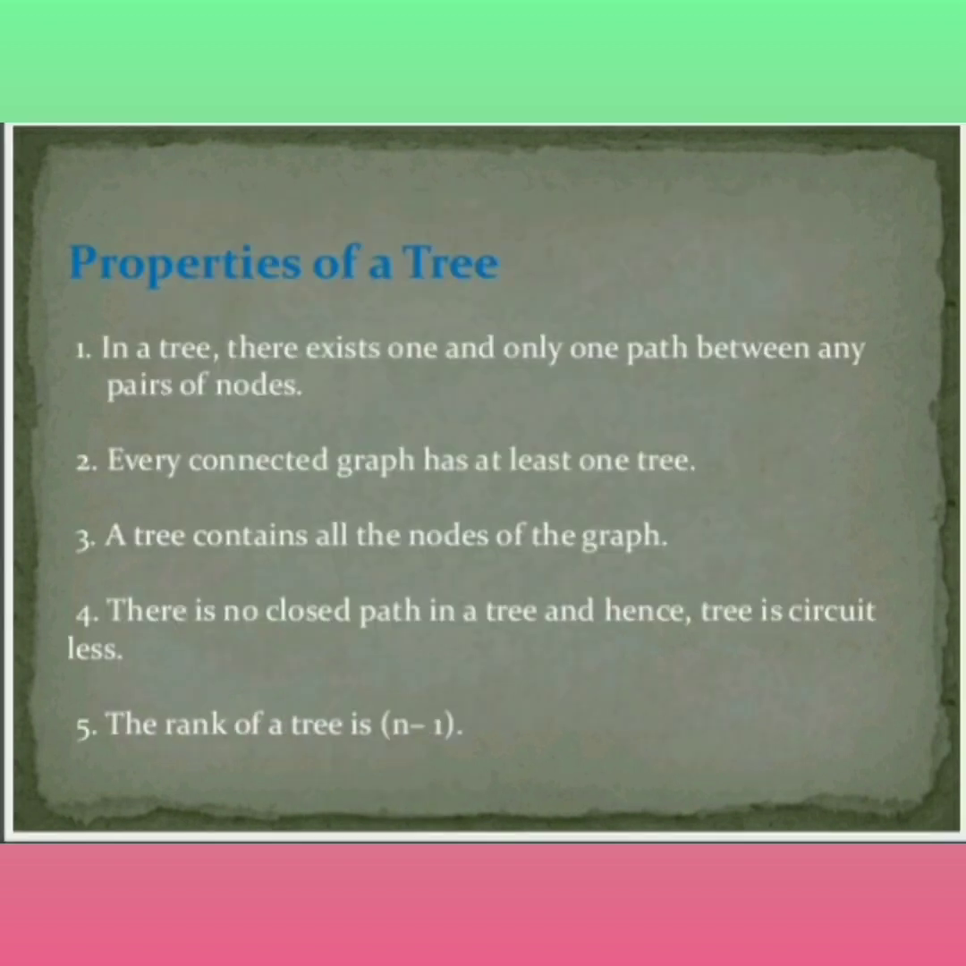Properties of a tree. In a tree, there exists one and only one path between any pair of nodes. Every connected graph has at least one tree. A tree contains all the nodes of a graph, and there is no closed path in the tree, and hence the tree is circuitless. The rank of the tree is n minus 1.